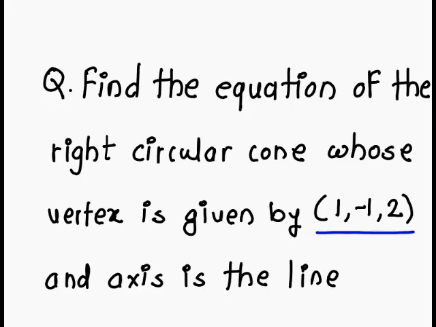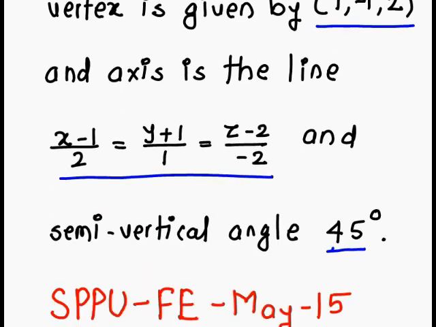Now from this question we can generate a different question just by replacing 45 degree with pi by 4. We get the new question, or another question replacing 45 degree with cos inverse of 1 upon root 2. So here we generate two new questions.